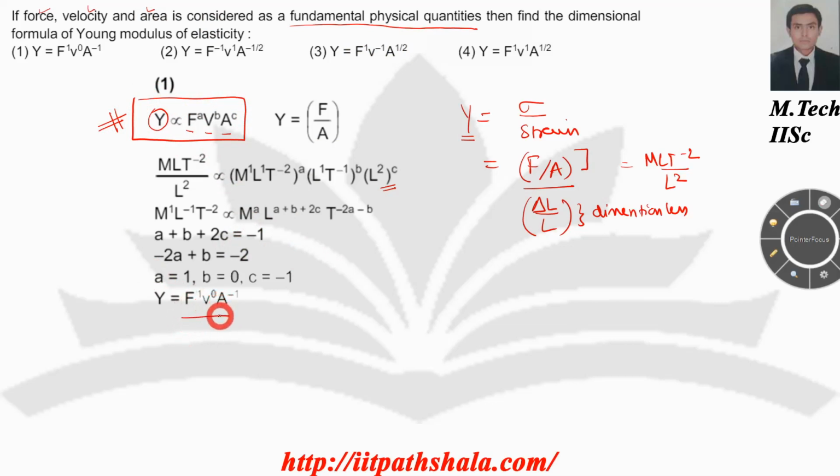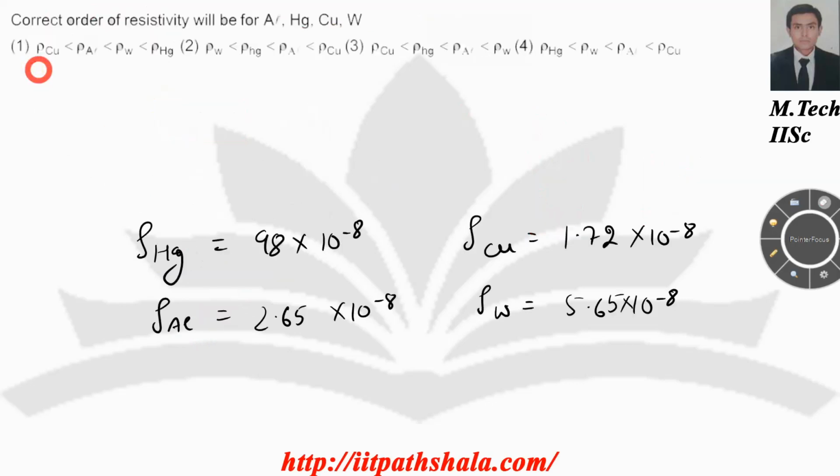F1 V0 A minus 1. So the first option is the correct option. Let us quickly move to the next question, which is saying that you have to arrange the correct order of resistivity over here. First one is your aluminum, then your mercury, copper and tungsten.